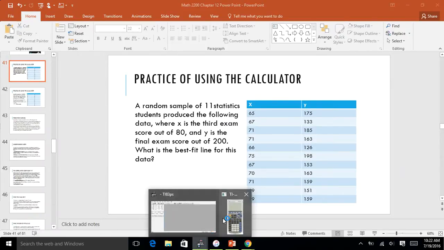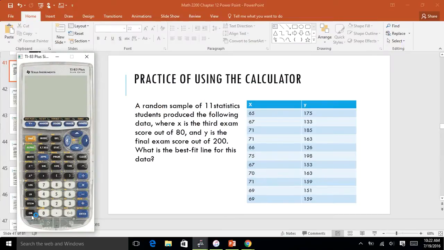So what it wants me to do is make the best fit line for this data. Let me bring my calculator up. All right, so I'm going to turn it on. And if you can see here, I went to Stat, Edit, and I put all my values in there. If you scroll down, you'll see that I put all 11 in there. Remember, each X has to have a corresponding Y. If not, it will not run this.